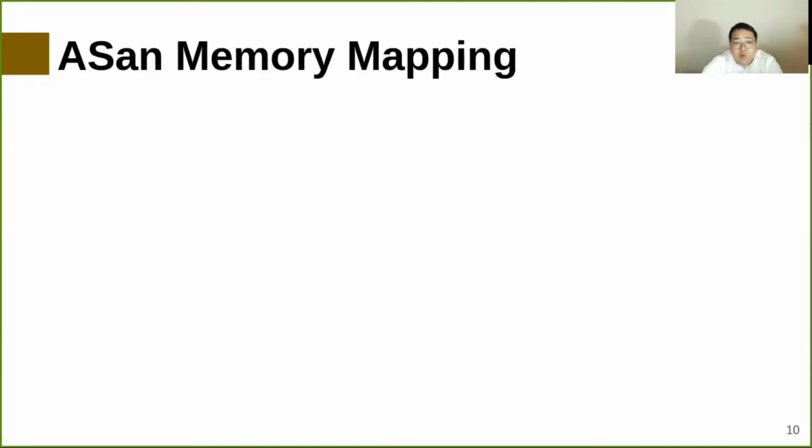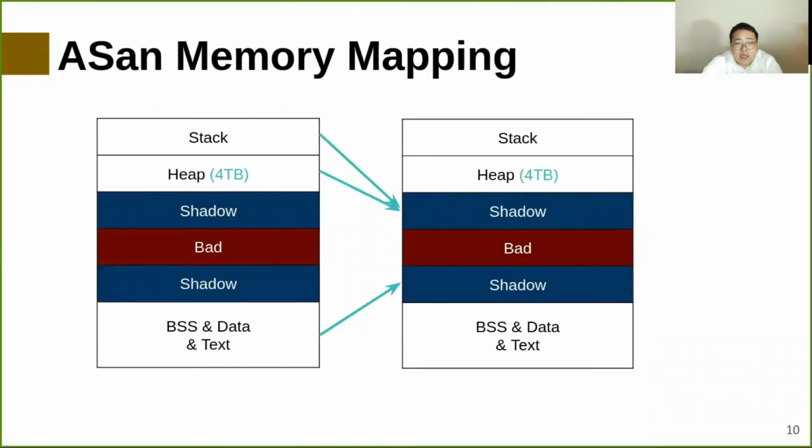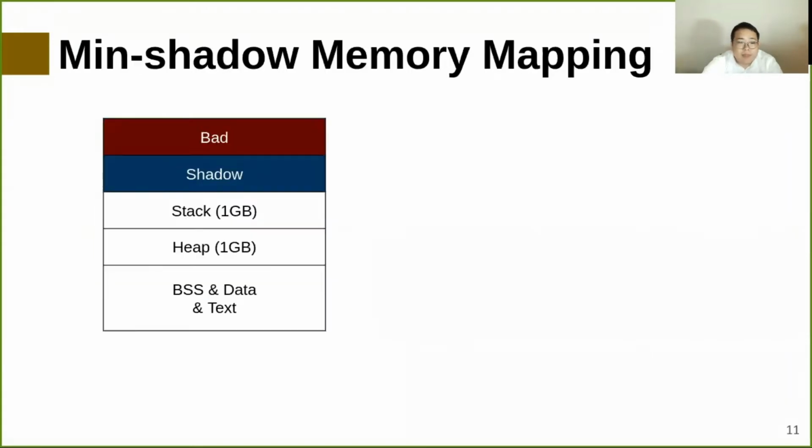So let's talk more about mean shadow mode. On the 64-bit platform, the Address Sanitizer enabled programs have the shown memory layout. Then all segments are mapped to a 16 terabyte shadow memory area, including the 4 terabytes in memory. Address Sanitizer enabled programs reserve more than 20 terabytes of shadow memory. As we discussed before, we shrink the application's memory space to maintain corresponding compact shadow memory.